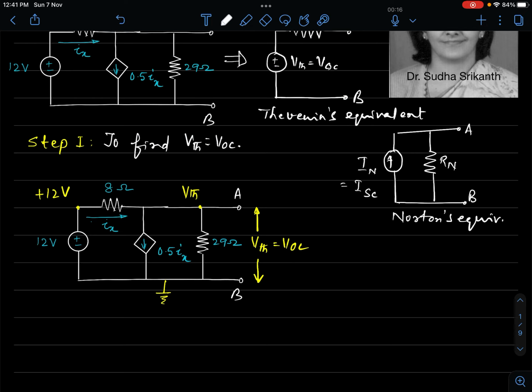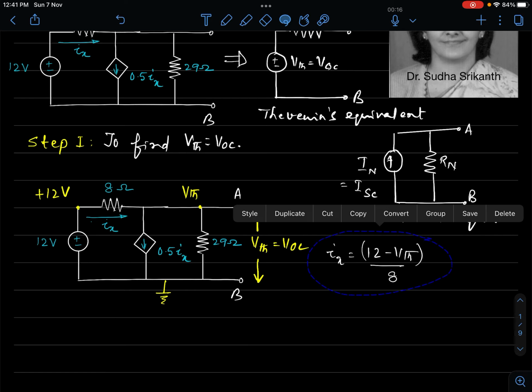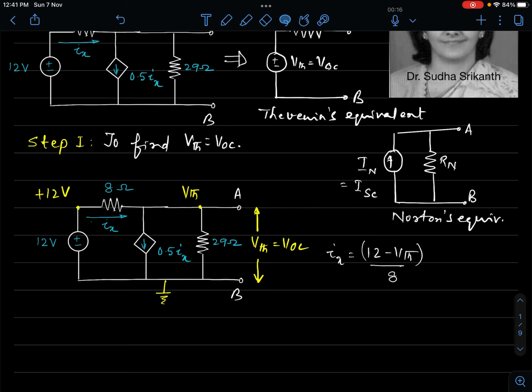If we apply KCL, we can easily see that the current through 8 ohms is called IX. IX can be written as 12 minus VTH divided by 8. This is the current IX. It is simple fundamentals: the potential difference between the two terminals, one at 12 and A at VTH, is 12 minus VTH across 8, and dividing by the resistance 8 gives the current IX.